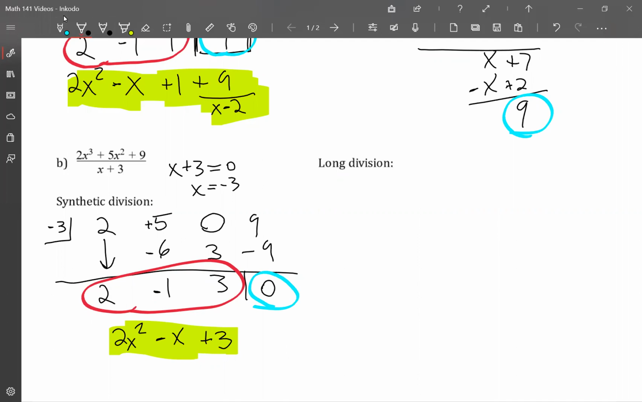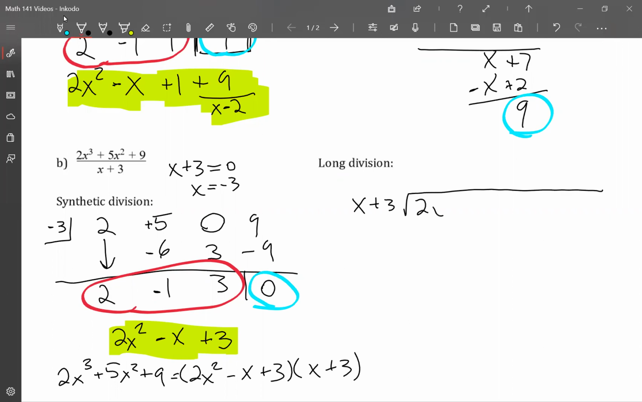So we could write this if we wanted to as 2x squared minus x plus 3 times x plus 3 being equivalent to the polynomial at the top, which I'll even go ahead and write. So we can say that 2x cubed plus 5x squared plus 9 is equal to 2x squared minus x plus 3 times x plus 3. That's essentially a factored form of this polynomial. But the quotient is the 2x squared minus x plus 3. Now let's do this with polynomial long division. So we're going to divide by x plus 3.